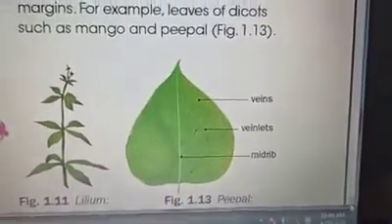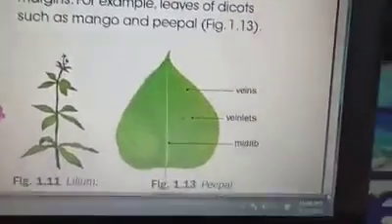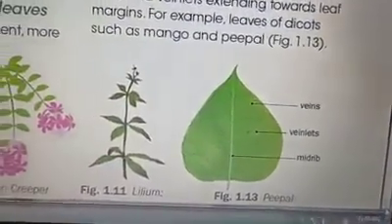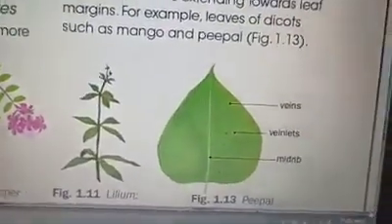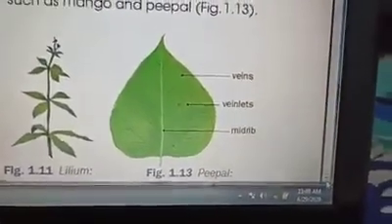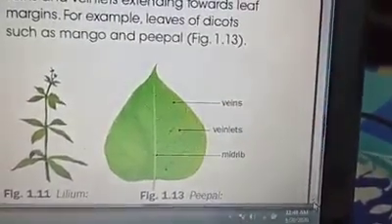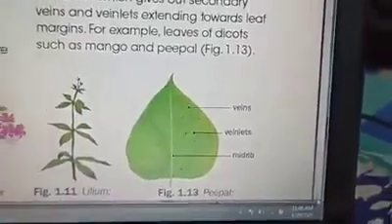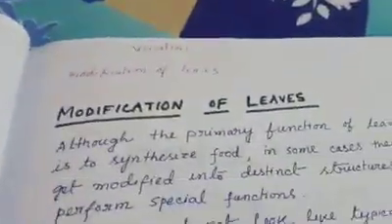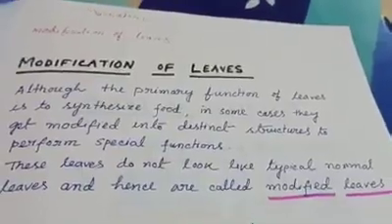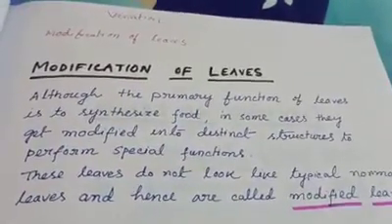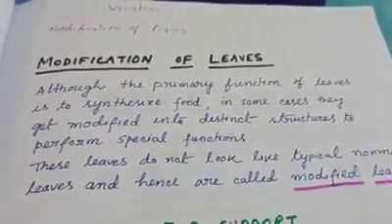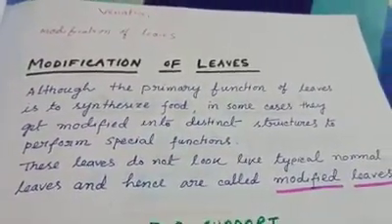So I hope you all understand what venation is, and the difference between the two types of venation is very much important for your examination. Now I am moving to the next topic, modification of leaves. Other than the typical leaf, as you saw in the structure of the leaves, other types of leaves are also found in many plants.